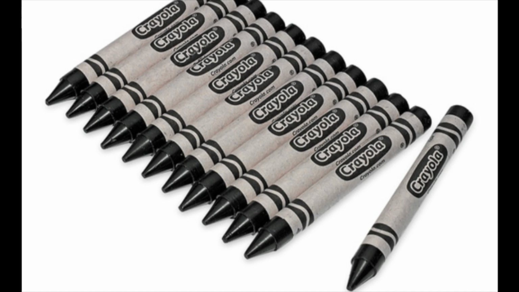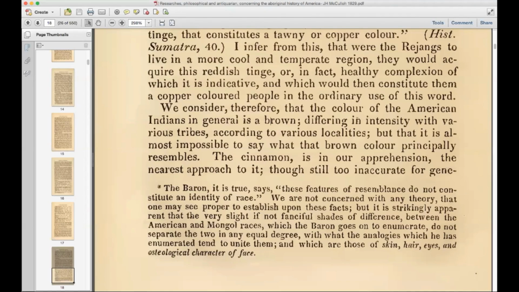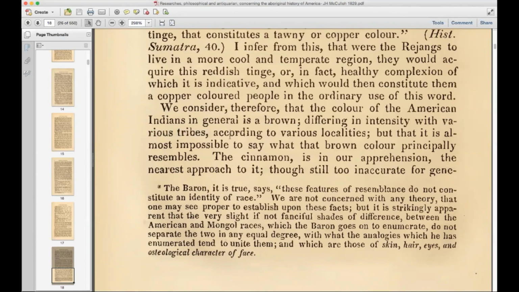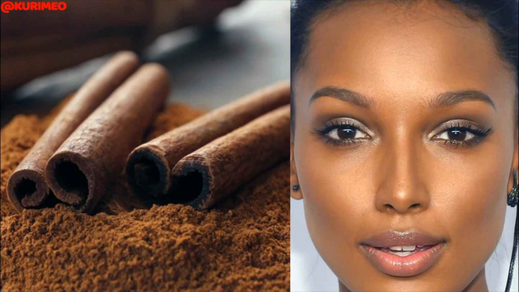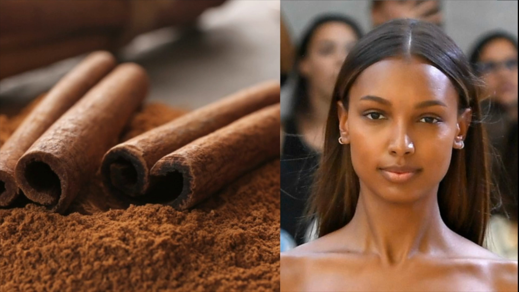Again, we therefore consider that the color of the American Indians in general is brown, differing in intensity with various tribes. Intensity, so it's more intense in some, or darker, right? And less intense or lighter, right? According to the tribes and according to various localities. But it is almost impossible to say what that brown color principally resembles. The cinnamon, in our apprehension, is the nearest approach to it, cinnamon. Again, what does cinnamon look like? And who looks like that?